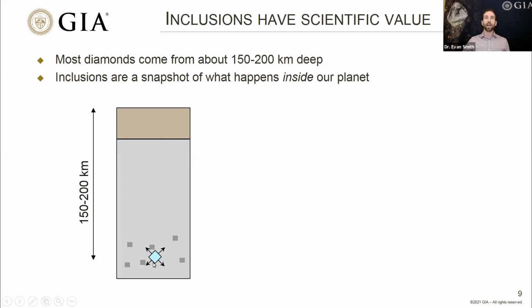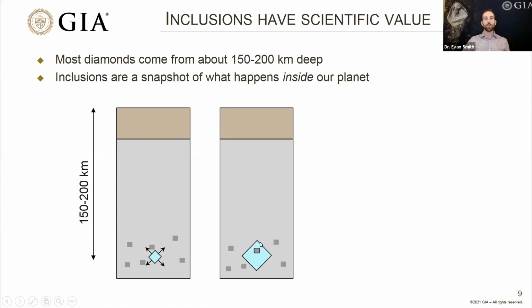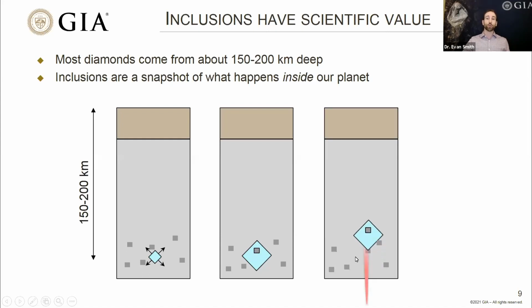So here's a diamond that's growing. It's getting larger, and it might envelop some neighboring mineral grain that becomes trapped inside the diamond. So this is now an inclusion in a diamond. And the idea is that when we see diamonds at the surface, they've been transported a long way, all the way up to the surface of the earth. And we can find diamonds that still have these inclusions trapped inside them.